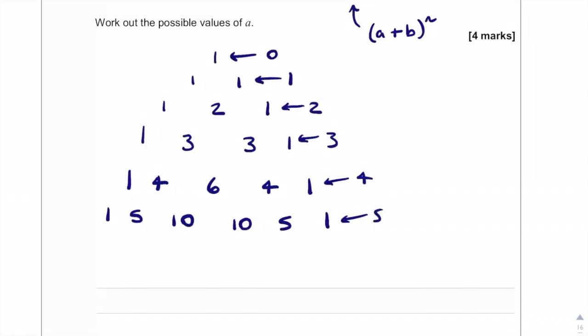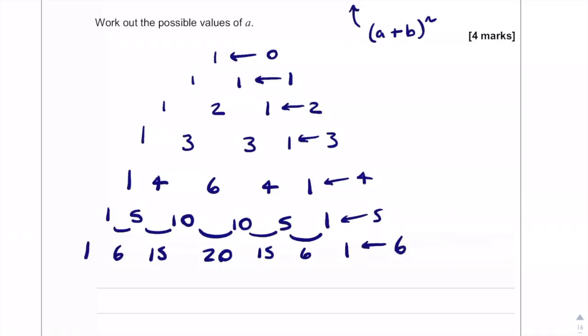But of course, our binomial expansion goes up to the sixth power, so I'm going to write out another row of Pascal's triangle. So this is going to be 1. We're going to do 1 plus 5, which is 6, 5 plus 10, which is 15, 10 plus 10, which is 20, 10 plus 5, which is 15, 5 plus 1, which is 6, and then we're going to have the 1 here. So this is going to be a binomial expansion to the 6th power. And what's going to happen is the 1, 6, 15, 20, 15, 6 and 1 are all our coefficients.